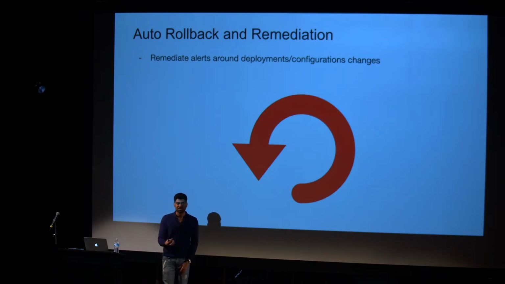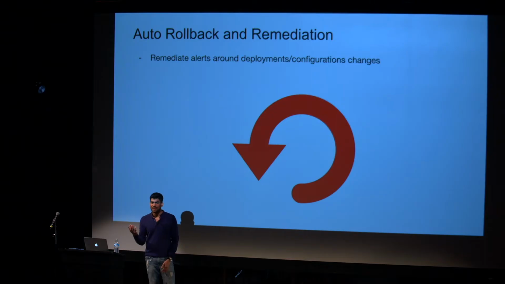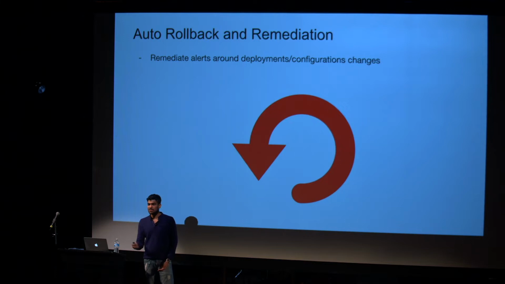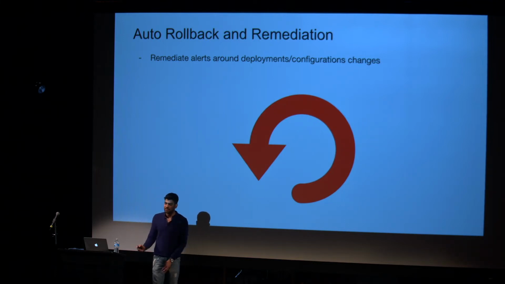Similarly, we have a configuration system. Imagine feature flags at scale. Everyone uses these. If you have a feature flag that's changed and an alert goes off, if your metrics start falling off a cliff, we can automatically roll back that configuration change. Again, it's got us out of a couple of outages. It works really great.